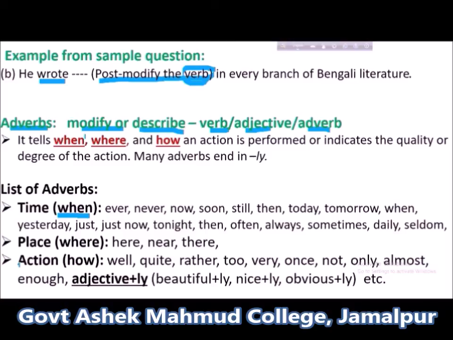And the third one is adverbial of action, which tells us how an action is performed. Here are some examples: well, quite, rather, too, very, once, not, only, almost, enough, and also adjective plus ly. So all these words are used as adverbial of action. And I think it's clear to you that if the question is to modify a verb, then we must use an adverb.